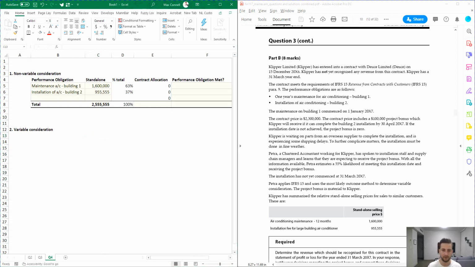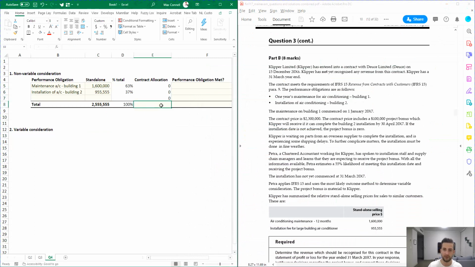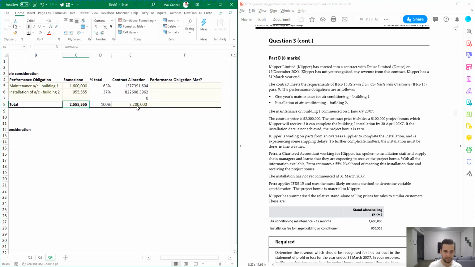So the next step, having determined the transaction price by service, is to allocate the transaction price. What we know is the value of the contract is $2.2 million. Now I know it says $2.3 million over here, but I'm only focusing on the non-variable consideration. I'll deal with the variable consideration in a moment. The contract price includes a $100,000 project bonus. So $2.2 million is non-variable and $100,000 is variable. We're only focusing on the non-variable at this point.